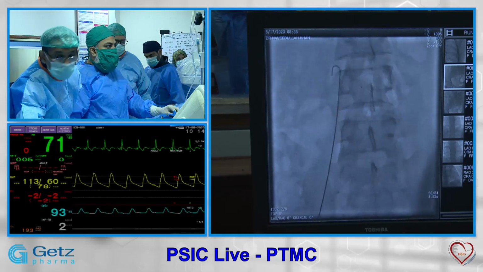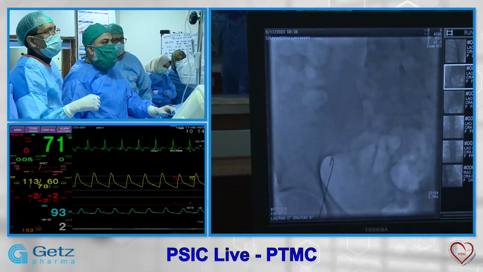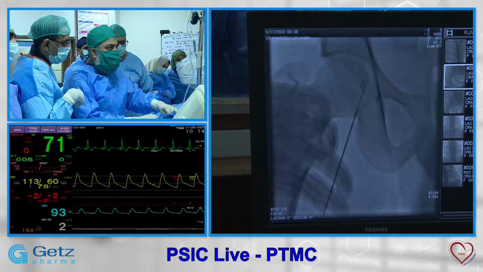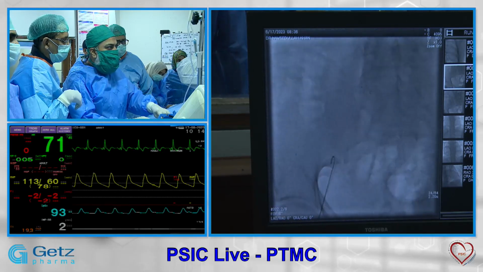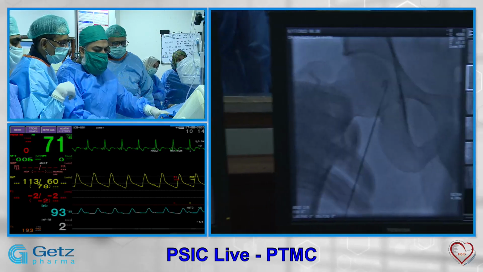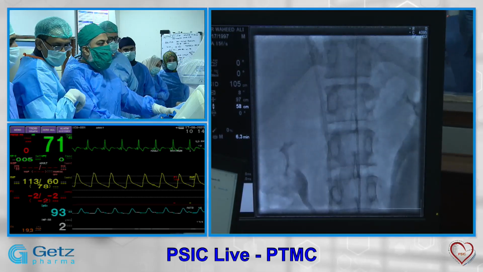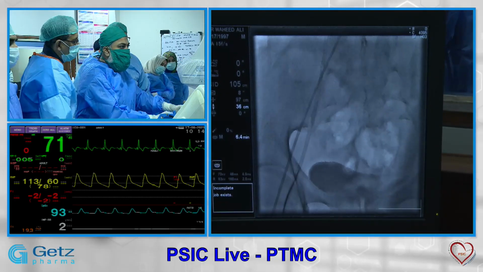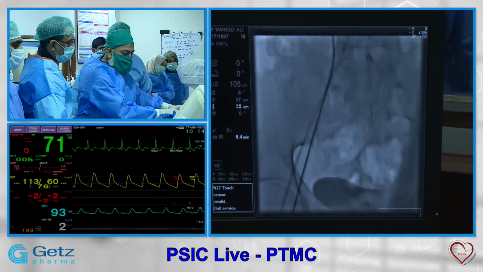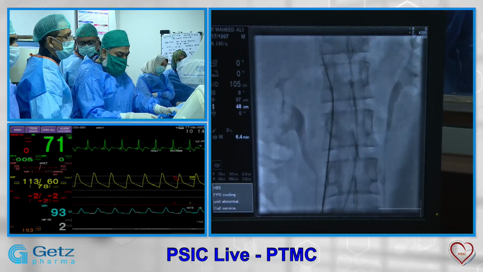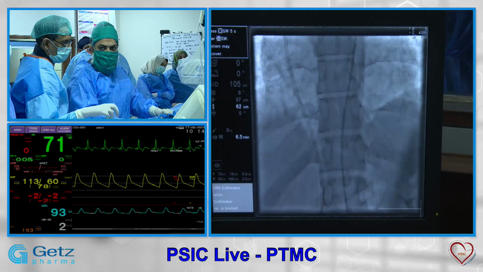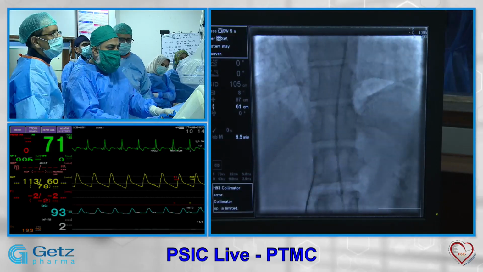Can you show at the top? So this is too far. We'll bring it down. Okay. Now we take the needle, the Brockenbrough needle, in, and this one should always be done under fluoroscopy. The needle goes in. The direction of the needle is at 3 o'clock. Can you show them my hand?